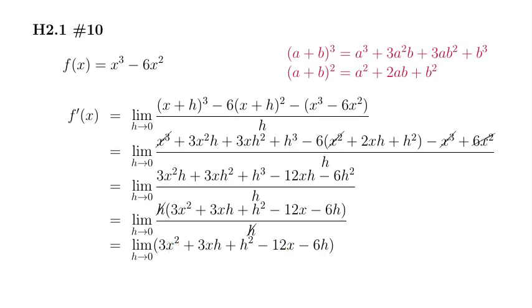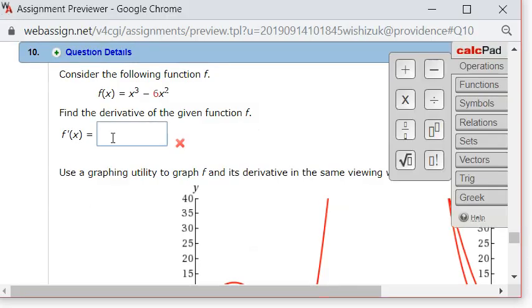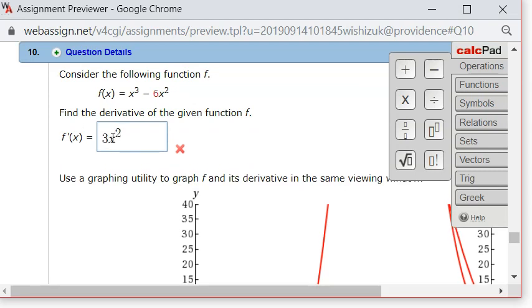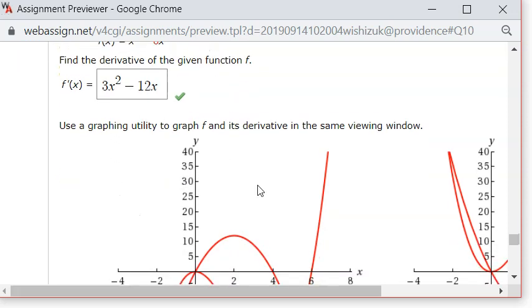So that's exactly what we found as the derivative. Right, so 3x squared minus 12x. Right, let's type it in. So we found the answer to be 3x squared minus 12x. Let's go ahead and check the answer. All right, I came back and looks like we got this one correctly. All right, so let's do the second part.